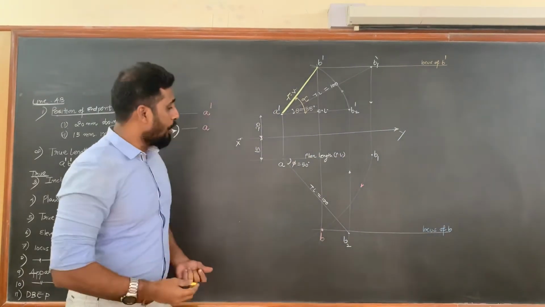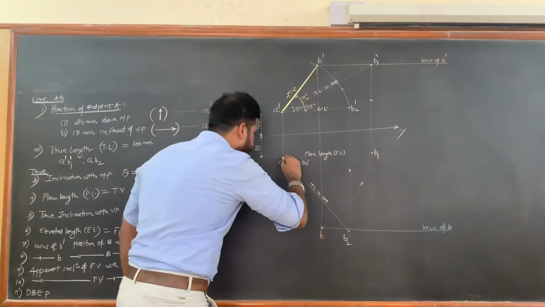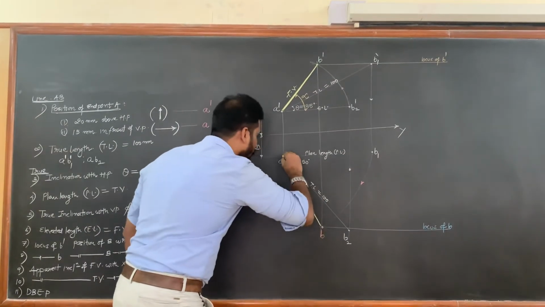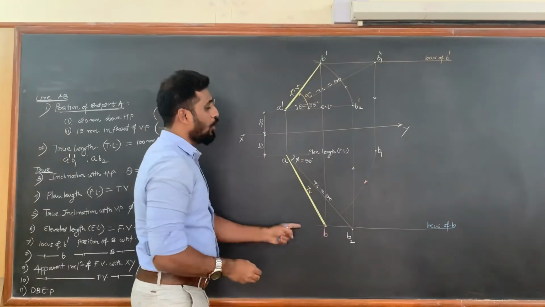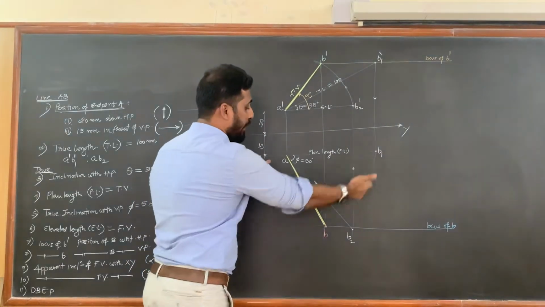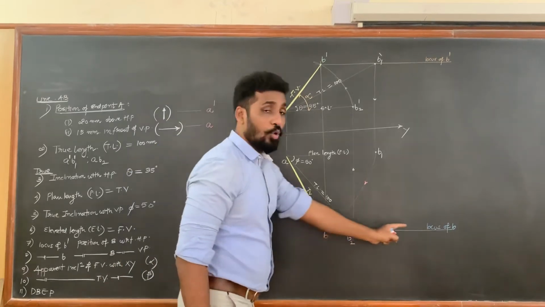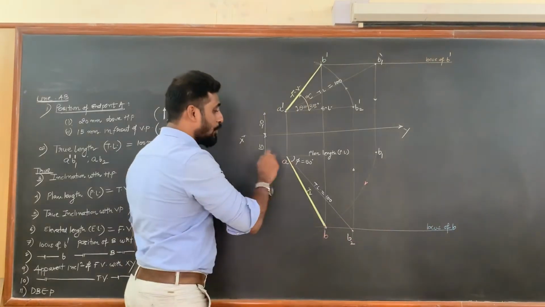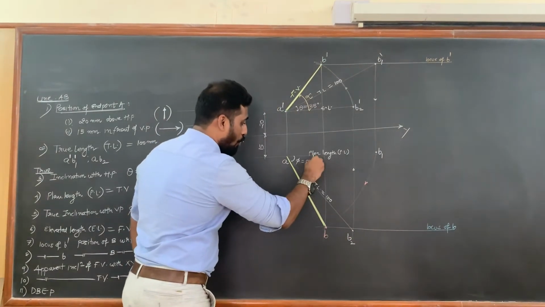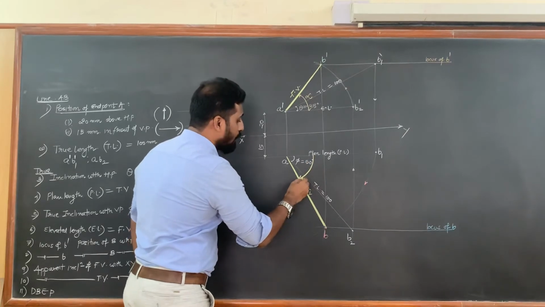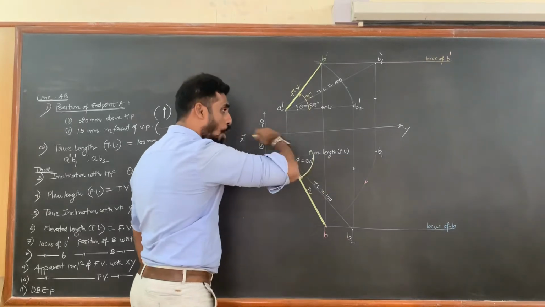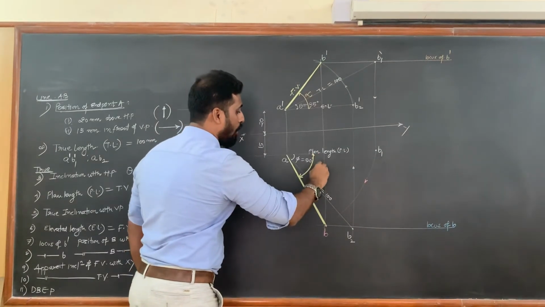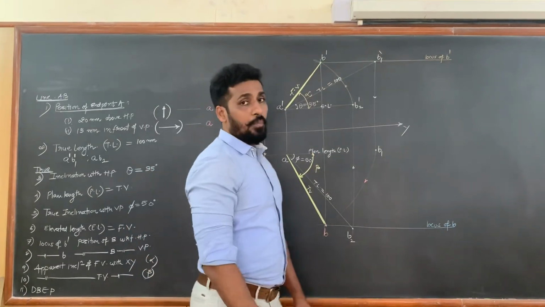Similarly, if you join A with B, that will become your top view. This top view is exactly equal to the plan length, because we have rotated the plan length to intersect the locus of B. So that's your top view, and the inclination made by the top view with the horizontal line or the XY line is called its apparent inclination beta.